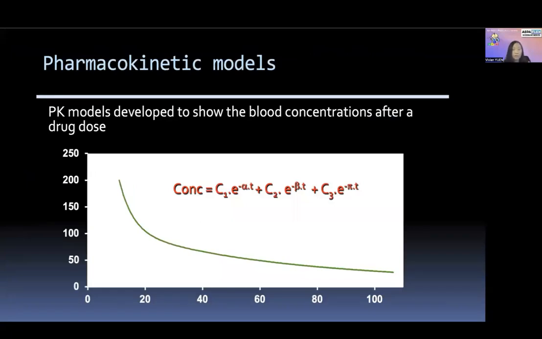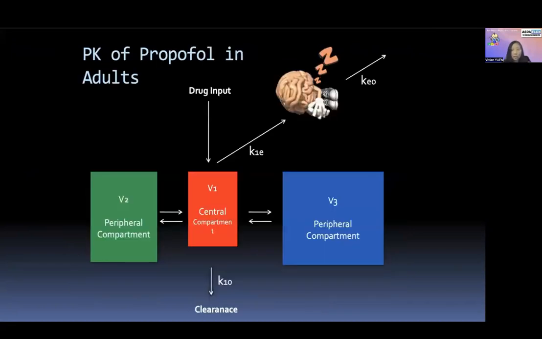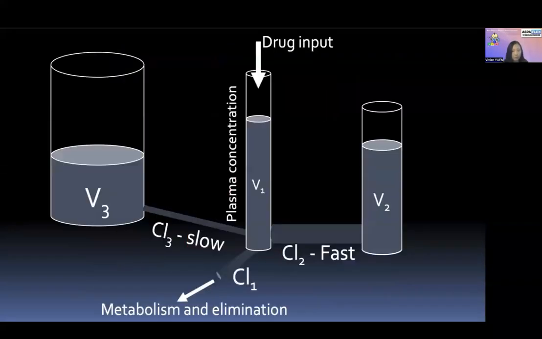Pharmacokinetic models are developed to show the blood concentrations after a drug dose. The three-compartment model is the most commonly used model to describe the pharmacokinetics of intravenous anesthetics. The change in plasma concentration after an intravenous bolus can be explained by distribution of drug between a central and peripheral compartments. The speed of movement of drug between the compartments can be described by equilibration rate constants between the compartments, which can be demonstrated by this hydraulic model.